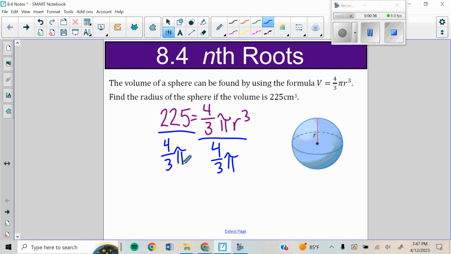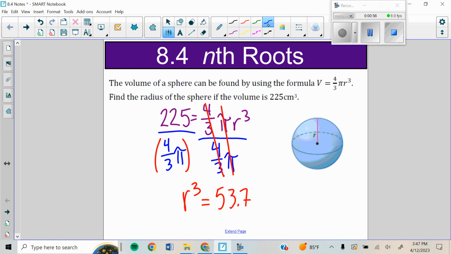Now, when you're putting this in your calculator, you'll probably need to keep that in parentheses when you're dividing there. All right, so those will cancel. And r cubed is now going to be 53.7. There's more to that, but we're going to just stop with it there.